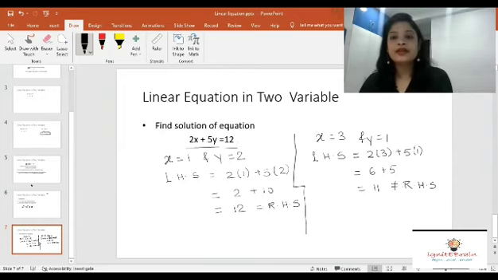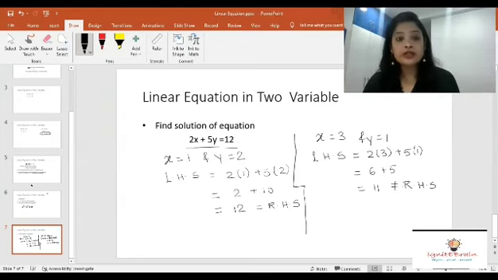Got it? How to find the solution of the equation? We just need to put the values of x and y and check whether they satisfy this equation or not. If it is satisfying, then yes, this is the solution of the equation. If not, then it is not the solution of the equation.